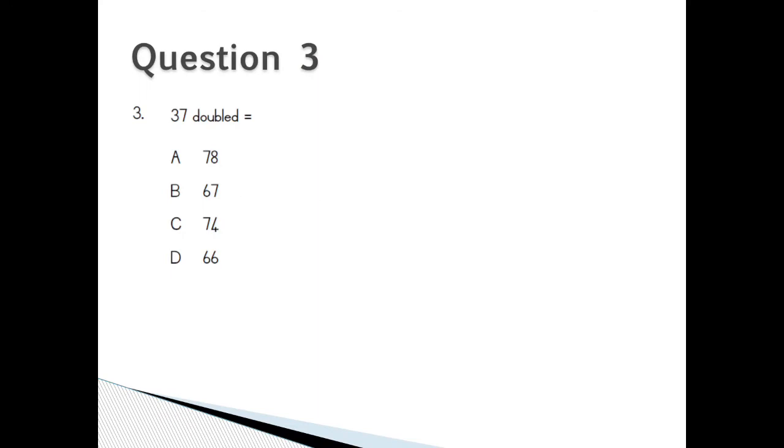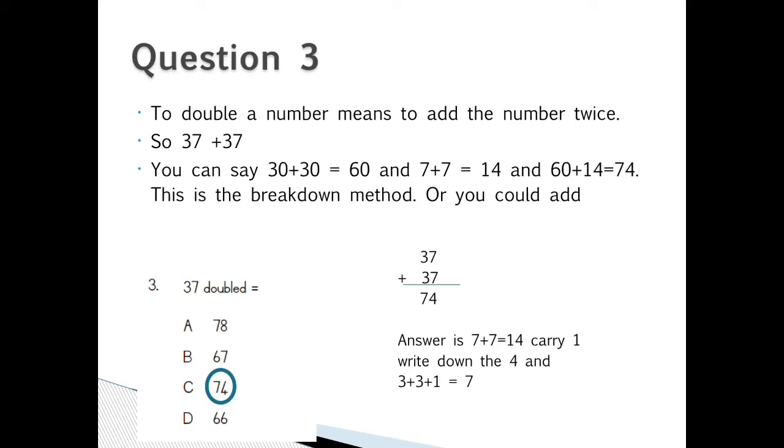Question 3. 37 doubled is equal to, is it A, 78, B, 67, C, 74, or D, 66? To double a number means to add the number twice. So 37 plus 37 is equal to what? You can say 30 plus 30 is equal to 60, and 7 plus 7 is equal to 14. So 60 plus 14 is equal to 74. This is the breakdown method. Or you could just say 37 plus 37 and do the sum, and you will still end up at 74.